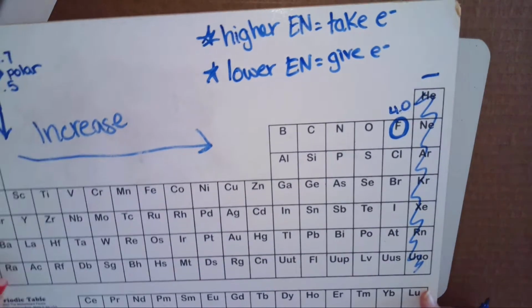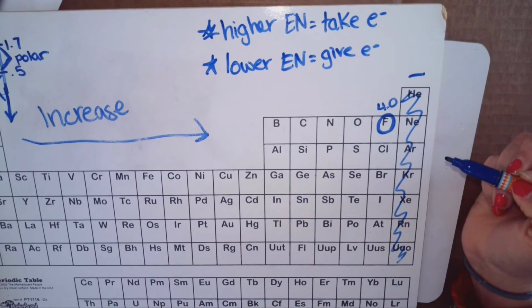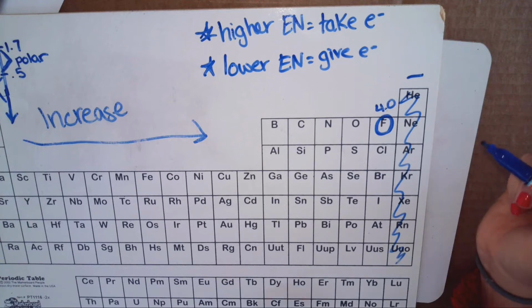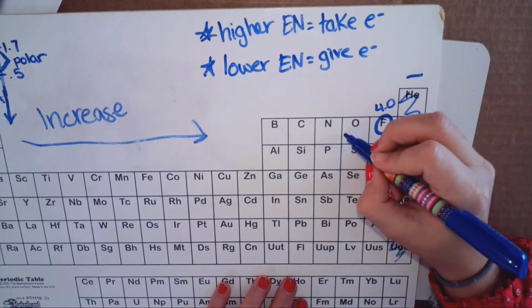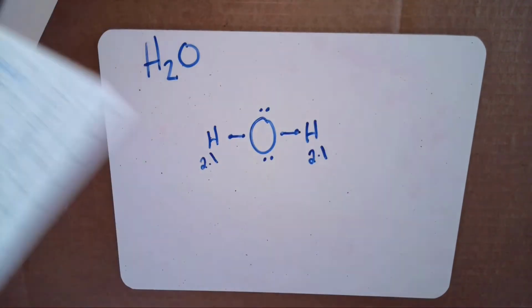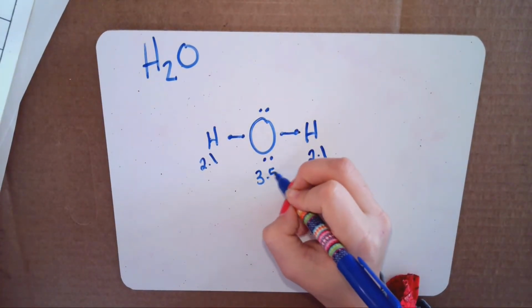And then O, I don't have O on mine. Someone tell me, what electronegativity does O have? Look at your new table. What is it? 3.5? 3.5. Okay, so under my O, I'm going to write a 3.5.